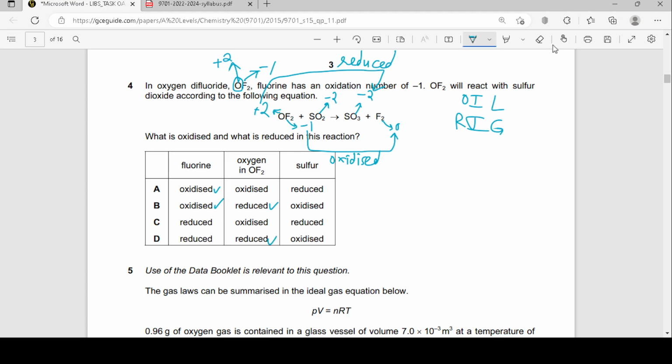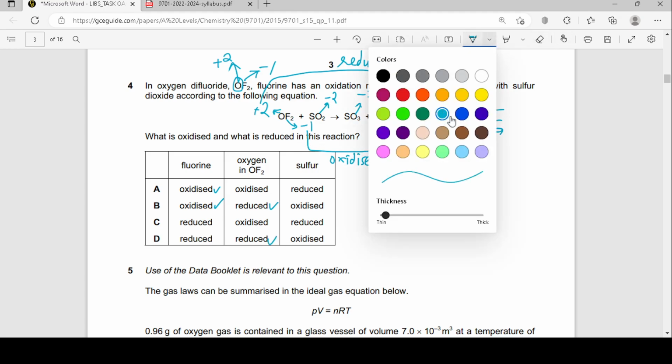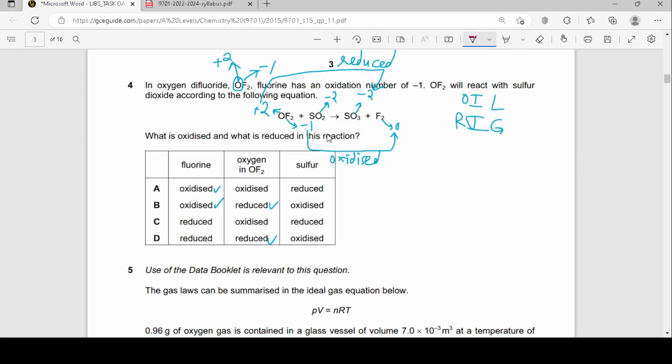And then sulfur, I'll just use a different color. So sulfur over here, in SO2, if oxygen is -2, and there are two oxygen atoms, that's 2 times -2, plus x, where I'm taking sulfur as x, equals 0, because the overall charge of the compound should be 0. So x equals +4. That means sulfur over here has an oxidation number of +4.